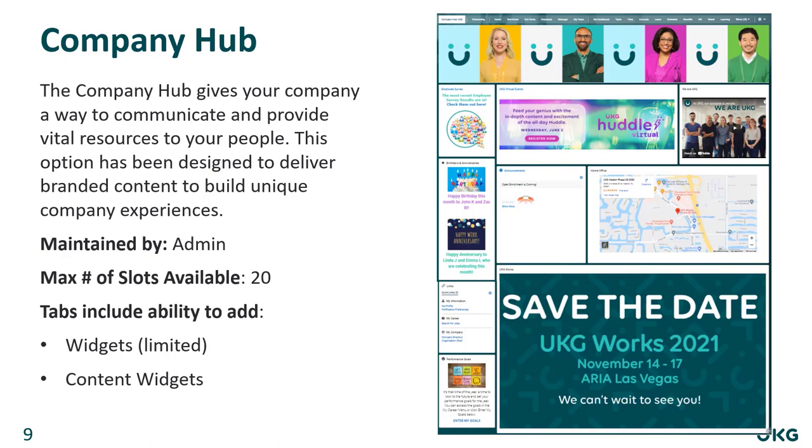And while the other tabs have the ability to add all of the UKG widgets, the Company Hub only allows 8 of those widgets to be added, including announcements, documents, events, the Fun tab, Google Sheets, links, social media, and the Websites tab, as well as the content widgets.